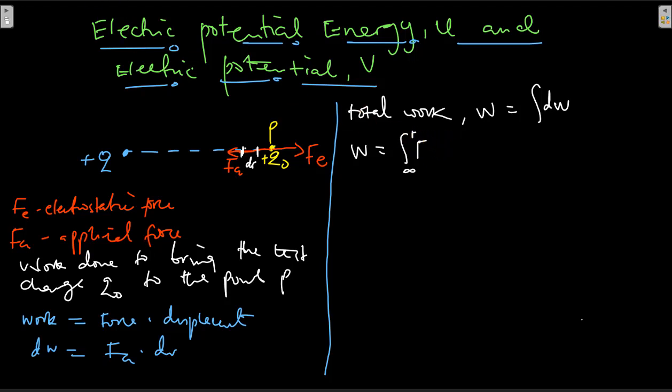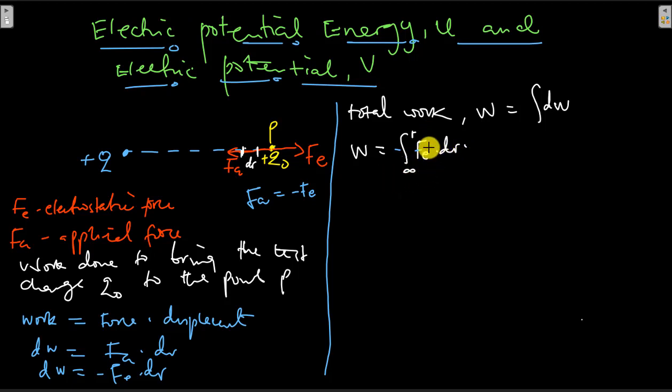Something very important here: as you notice in this diagram, Fe, the electrostatic force, and the applied force are in opposite directions. So we can conclude that the applied force is equal but opposite to the electrostatic force. So I could also say the amount of work done is negative Fe dot dr. Notice that this is negative because the electrostatic force does negative work while it's opposing. So our total work done is the integral of negative Fe dr.